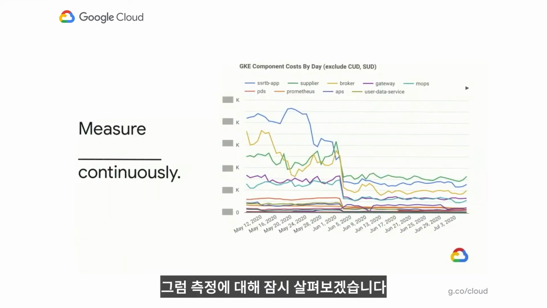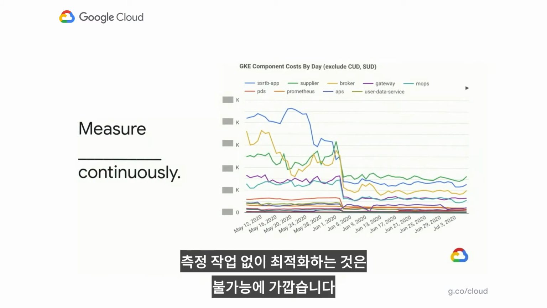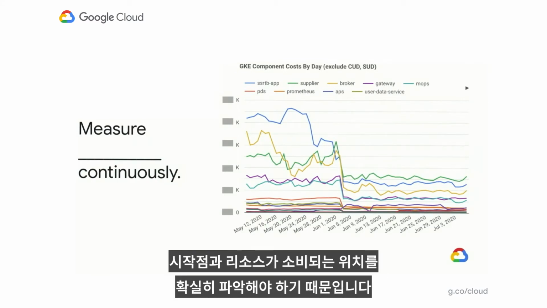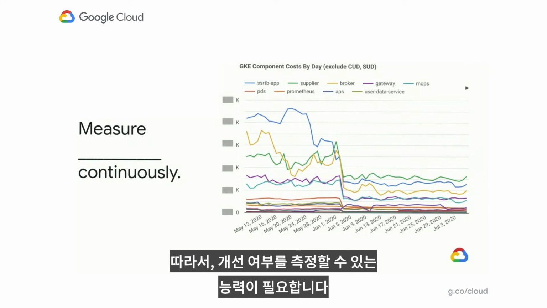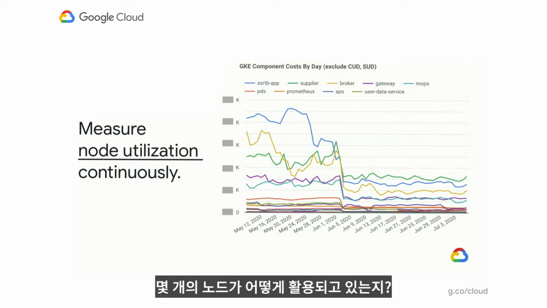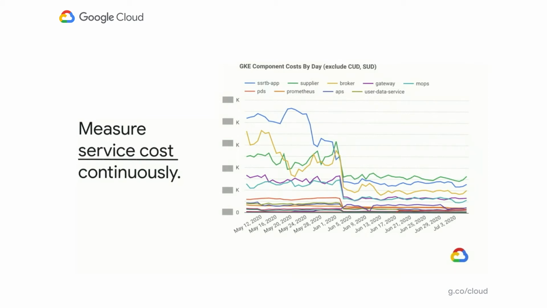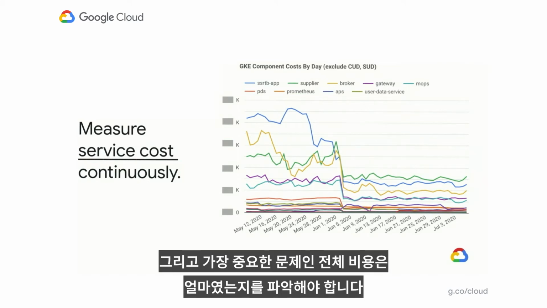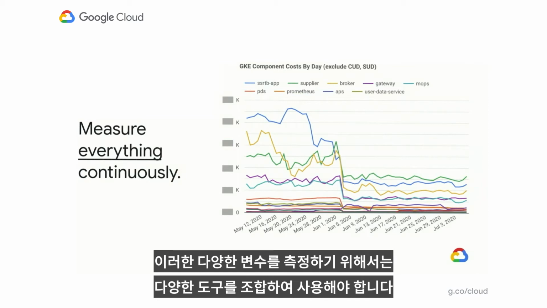Let's take a brief side journey to talk about measurement. So optimization without measurement is nearly impossible. You need visibility into your starting point and where your resources are being consumed. So you need the ability to measure improvement. You want to understand your pod utilization. How are they performing? You want to understand your node utilization. How many are being used and to what extent? You also need to understand your overall cost, because at the end of the day, that's what matters. So really, you'd love to measure everything.